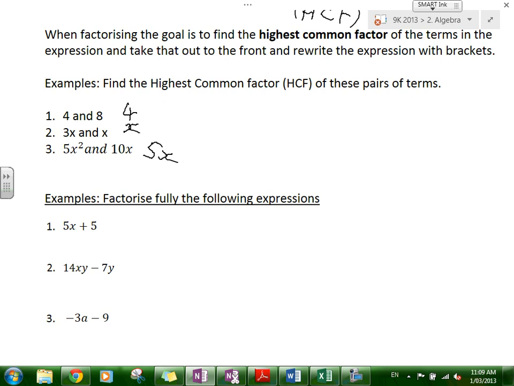So we're going to go through. Now, let's have a look at the first one here: 5x plus 5. Our goal is to factorize it. So what is the highest common factor between 5x and 5? 5x and 5, what's the highest common factor? 5. So we can rewrite this expression like this.